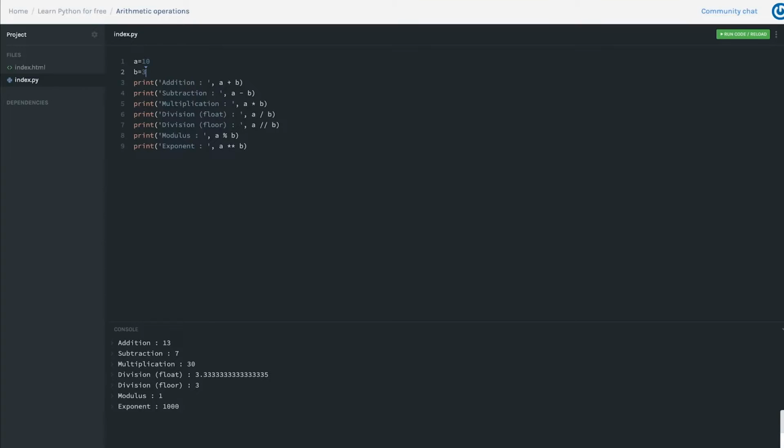And those are basically the arithmetic operators that you need to understand to be able to become a master of Python. You might need to learn some other stuff as well, but we'll get to that.